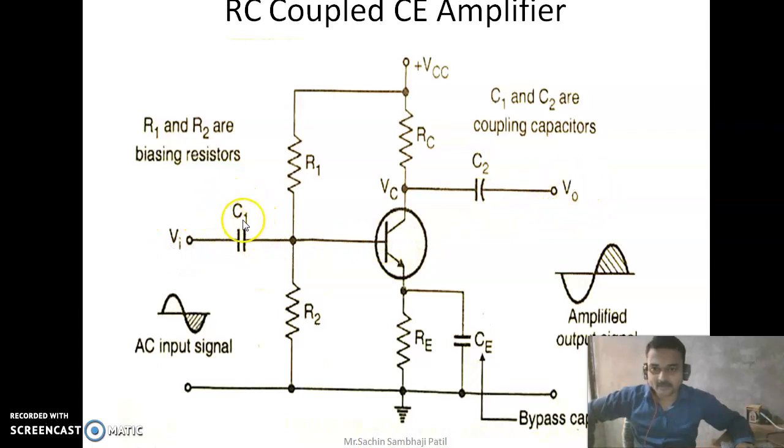This is the C1 coupling capacitor, C2 is another coupling capacitor, and R1 and R2 are the biasing resistors. RC is the collector resistor. RE is the emitter resistor, which is connected to the emitter terminal, so the name is given as emitter resistor. CE is a bypass capacitor connected here at the emitter terminal to ground. So we are using this as an RC coupled common emitter amplifier here.